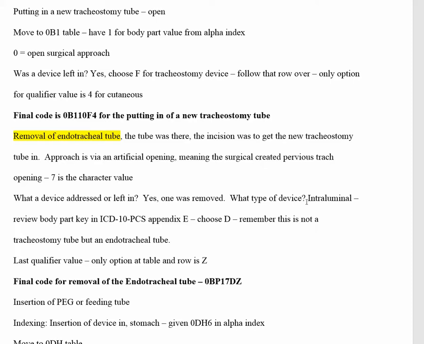What kind of device? It was going into the throat, so it's an intraluminal device. You can also review your Appendix E of your ICD-10-PCS coding manual. It tells you in there that an endotracheal tube is an intraluminal device. That equates to option D at that table in that row. For the last qualifier value at that table at that row, the only option is Z. So the code for the removal of an endotracheal tube is 0BP17DZ.